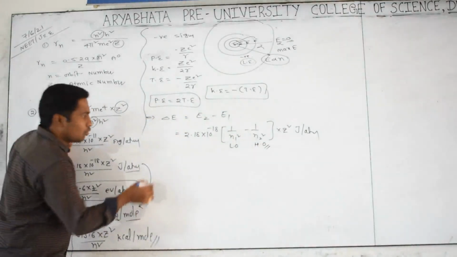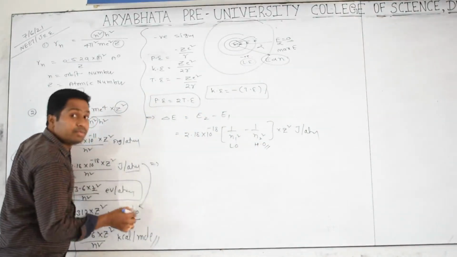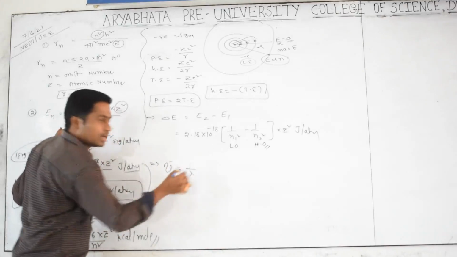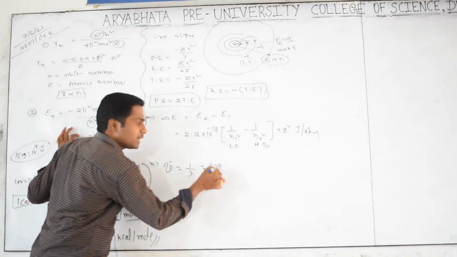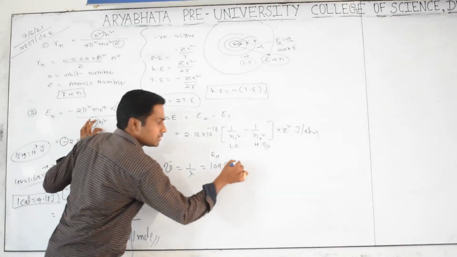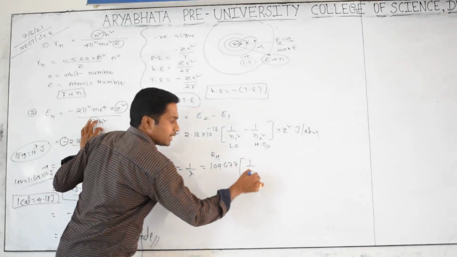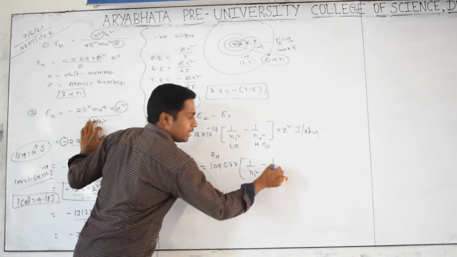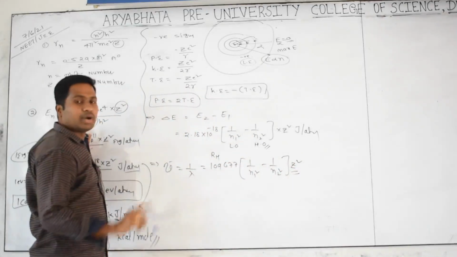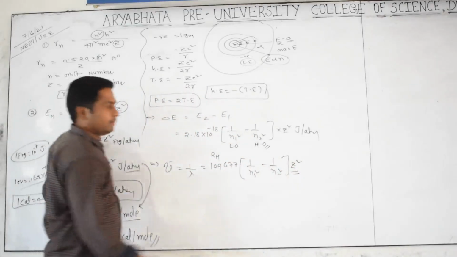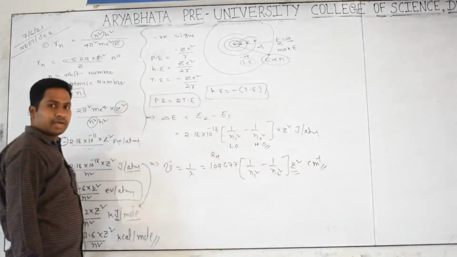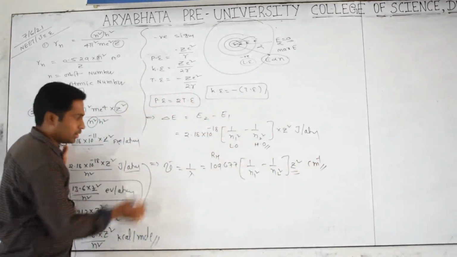Okay, next we can go for some other formulas, the wave number. Wave number nu bar is equal to 1 by lambda, which equals the Rydberg constant RH, 109,677, into, as usual, (1 by n1 square minus 1 by n2 square) into Z square. Don't forget this one. For hydrogen-like species the Z value will be there, and we get the answer in centimeter inverse. Are you getting or no? This is the formula for wave number.